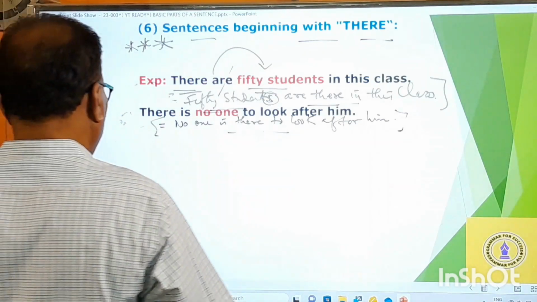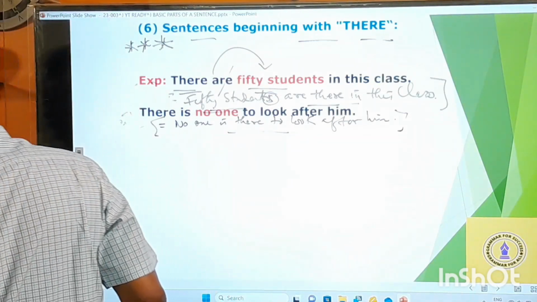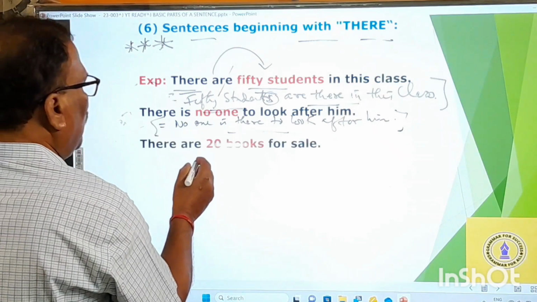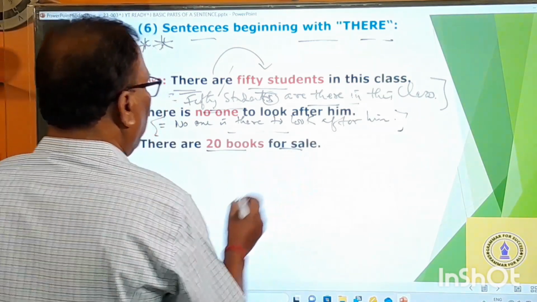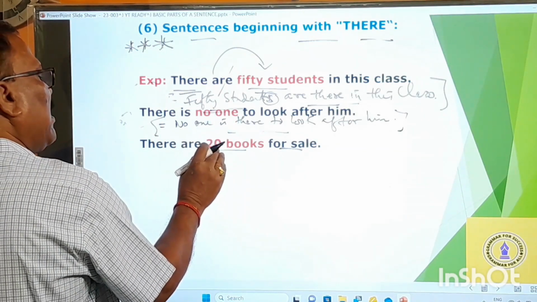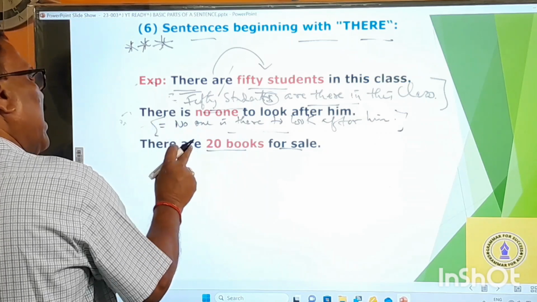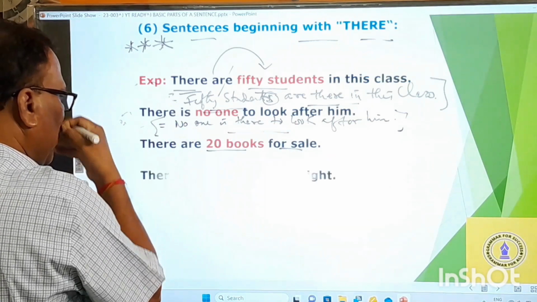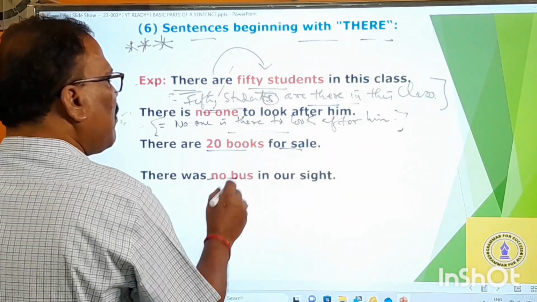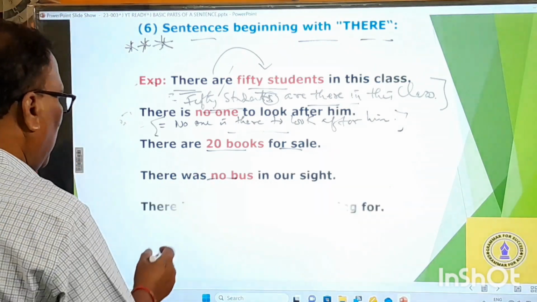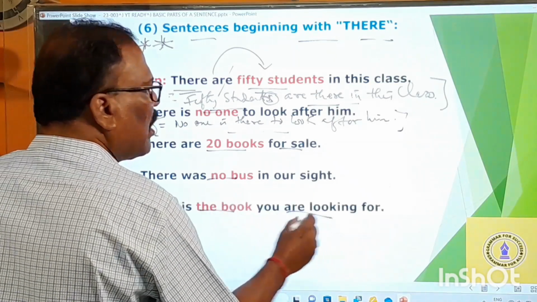Similarly, there are other sentences. There are 20 books for sale. The other way of writing the sentence is 20 books are there for sale, but you don't say that. There are 20 books for sale. There was no bus in our sight. No bus was there in our sight. You cannot say that. There is the book you are looking for.